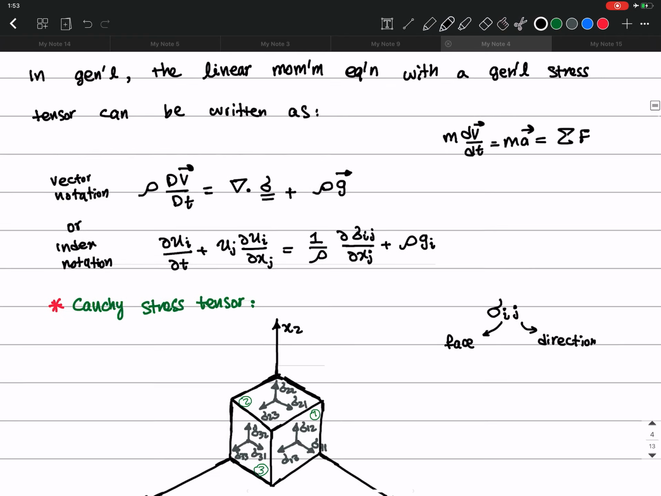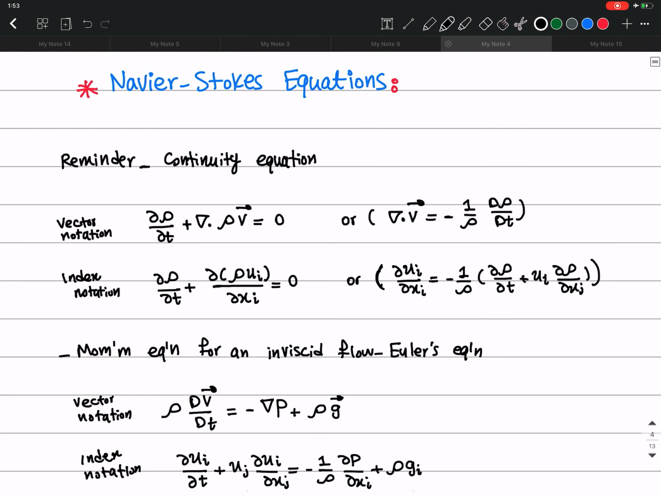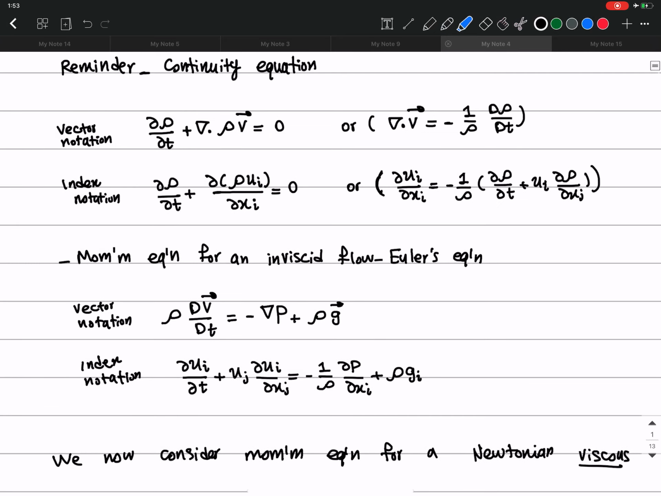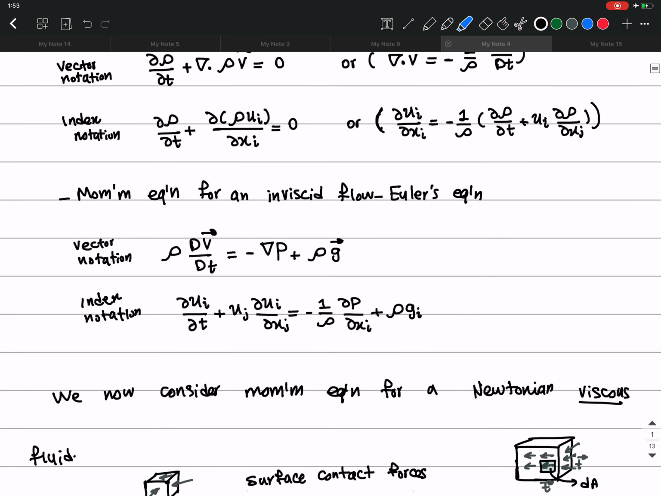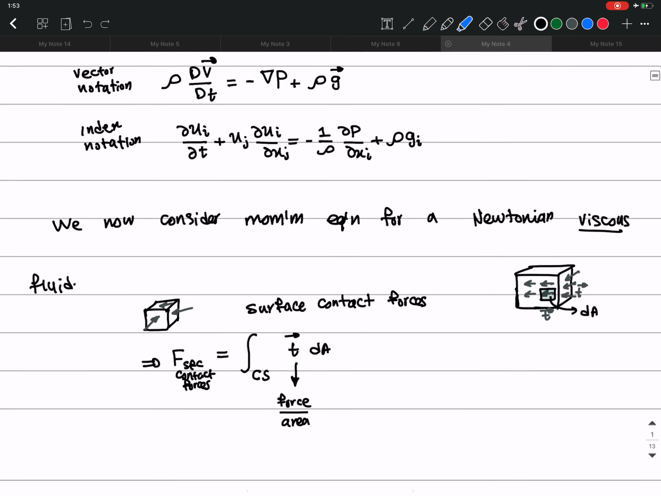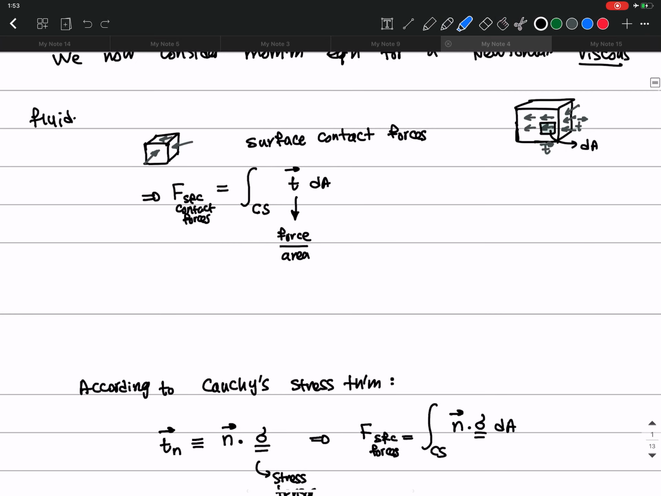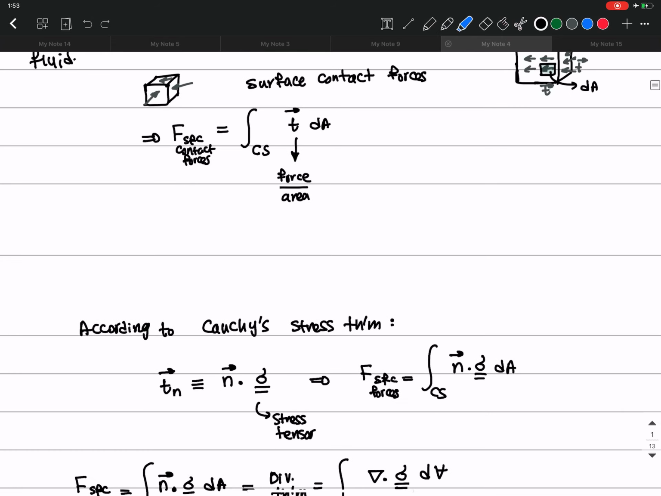Okay, so let me shortly review what we learned today in this lecture. We want to derive the Navier-Stokes equation. So we started with the continuity equation that we had before, and also the partial differential form of the momentum equation for inviscid fluids. So we don't have any viscosity here. And now we want to consider it for a Newtonian viscous fluid in a general form. So we write it in terms of stress, surface contact forces, and also body forces.